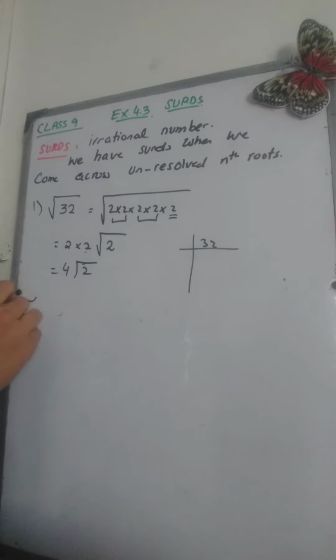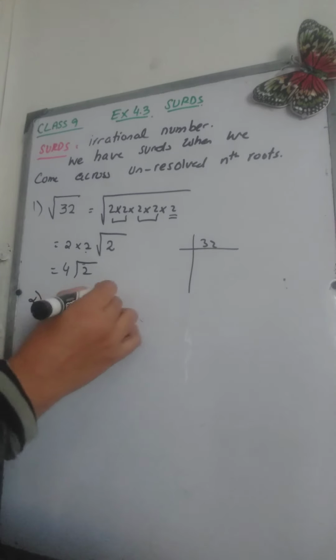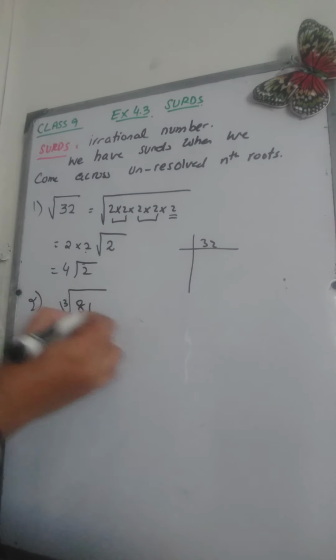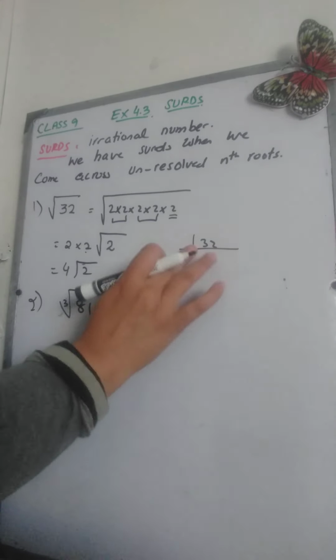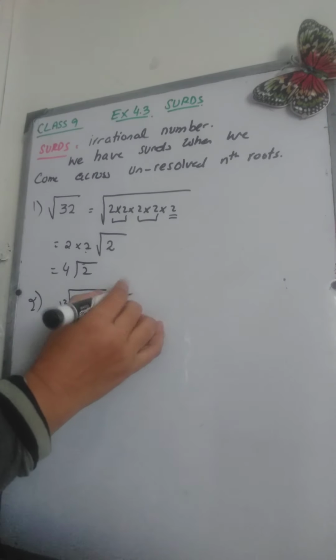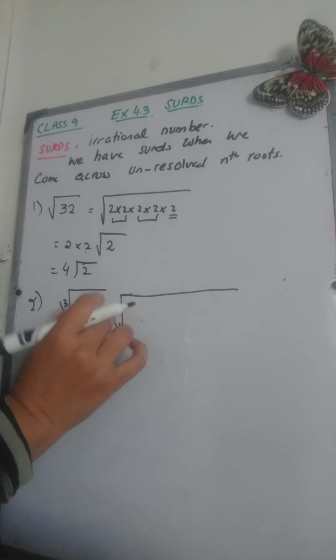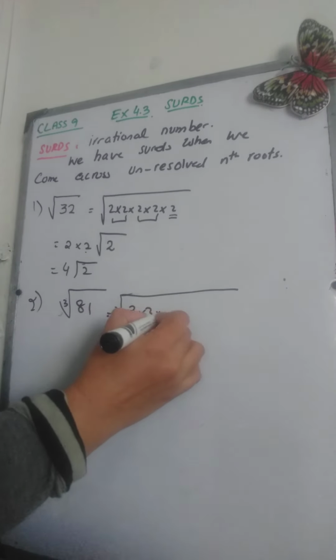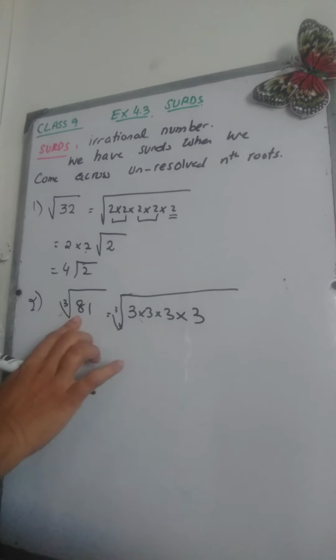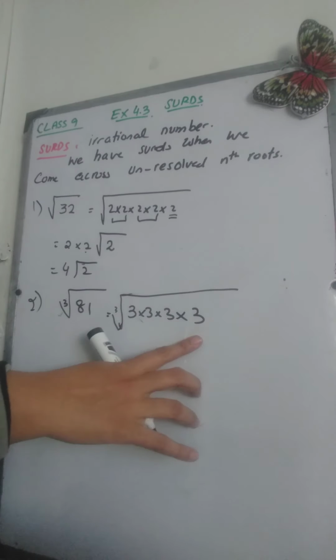This was one example. Let us take another example. Suppose you want to find the cube root of 81. Again, for cube root, what do we do? We first do the prime factorization, and after doing the prime factorization, 81 will be 3 into 3 into 3 into 3.